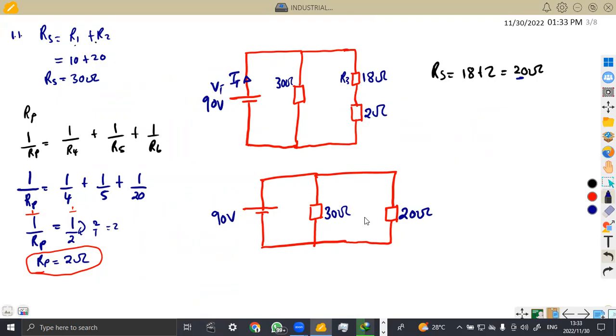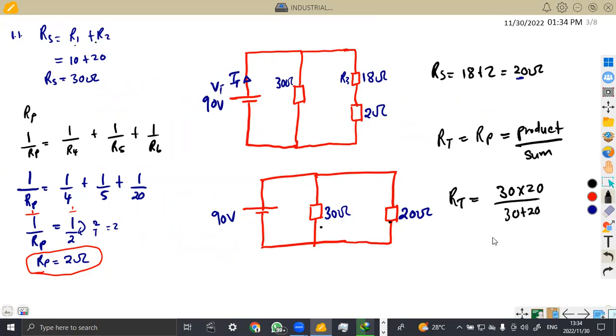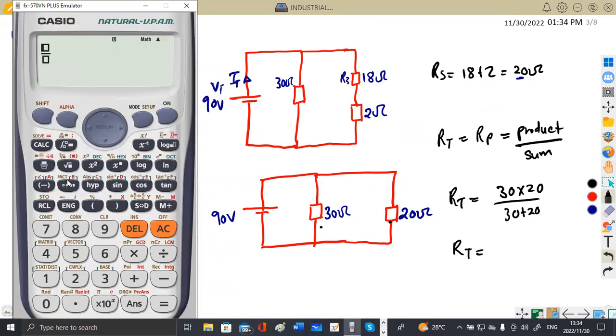Okay. Having these 2 resistors in parallel, that means we can have the total resistance because we are just left with the 2 resistors now. So that means our RT is equivalent to the R parallel that we are going to get. But these are 2 resistors, so that means we can use product over sum. So using product over sum, remember, if you have got 2 resistors, guys, RT is going to be the product of the 2, that is 30 times 20 over 30 plus 20. Then we have got the total resistance of the circuit. All right, let's get back to the calculator here.